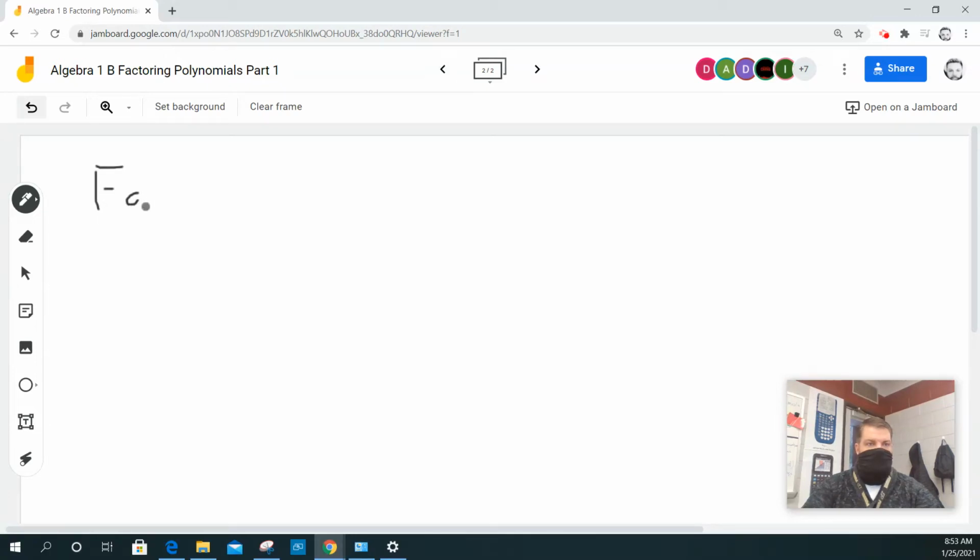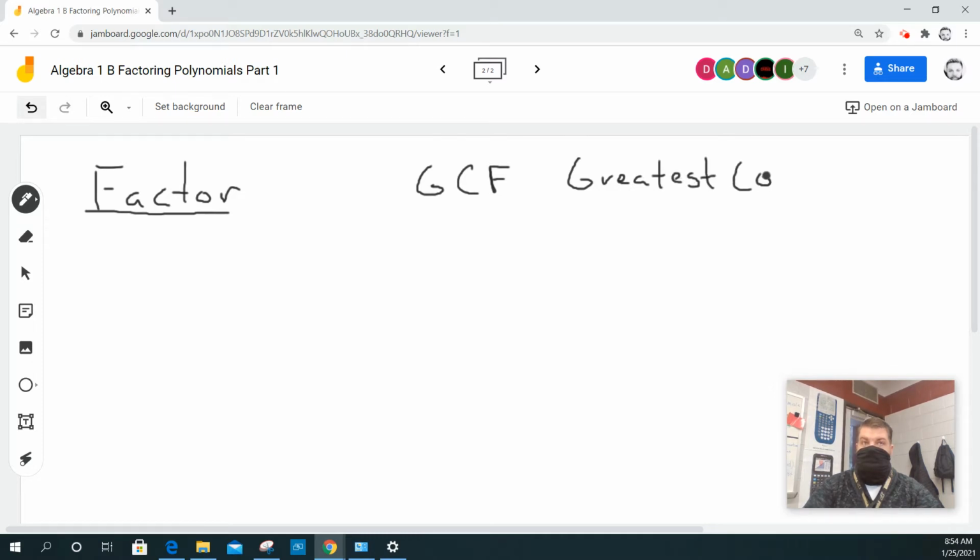So again, we're going to be asked to factor. Now, the terminology is important. Factor means I'm going to look for the greatest common factor. Sometimes. And sometimes we're going to do the guess and check method like we did on the first example. But in this particular case, I've got 14x squared plus 35x.